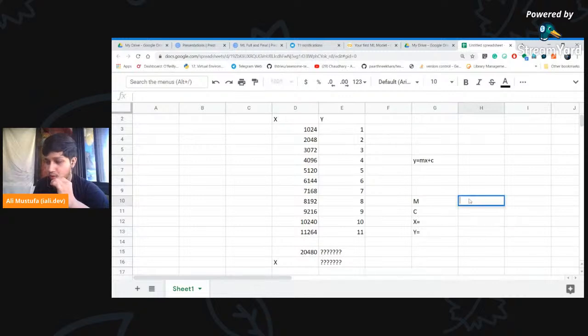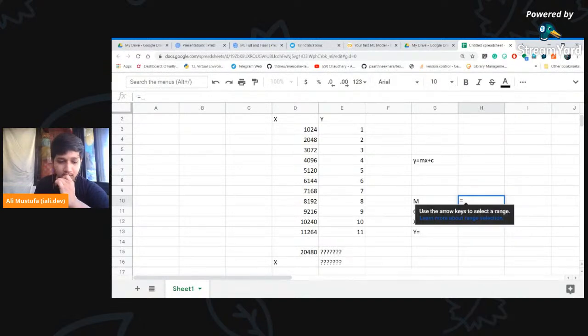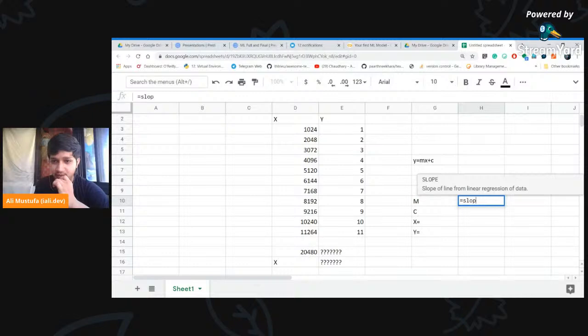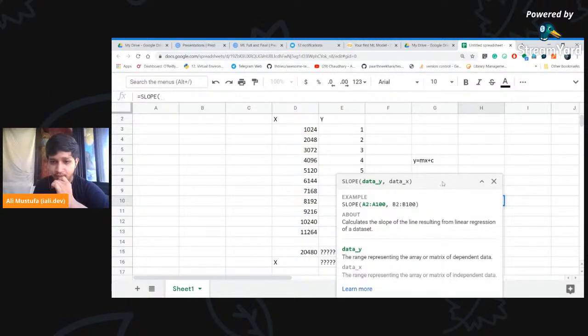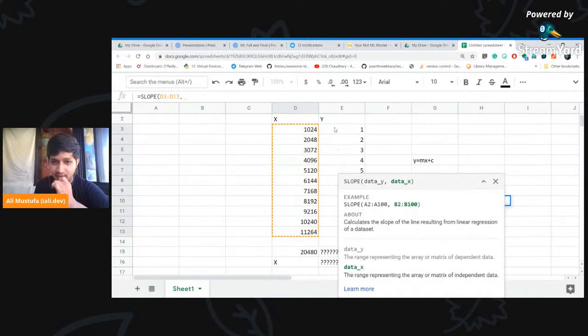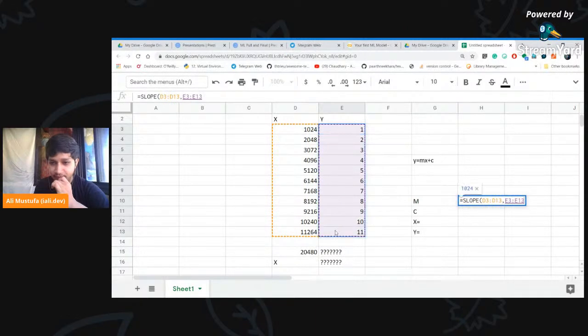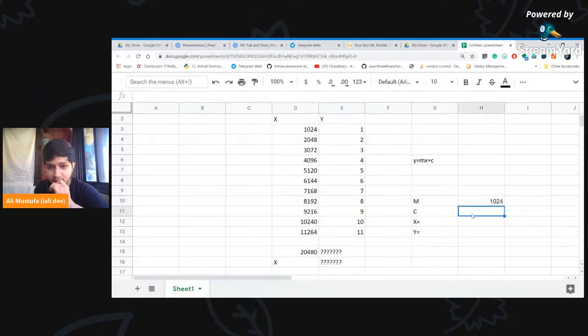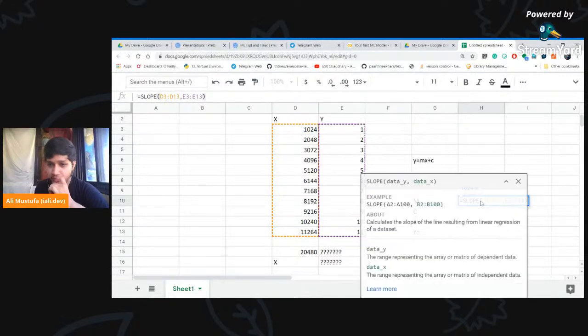Now for x, I need to calculate the slope. I can use a function available by default, which is SLOPE, and then I can pass the input data, put a comma, and then pass the y data. And then I can close this, and it is going to give me the slope of this line. So again, I'm going to show you.